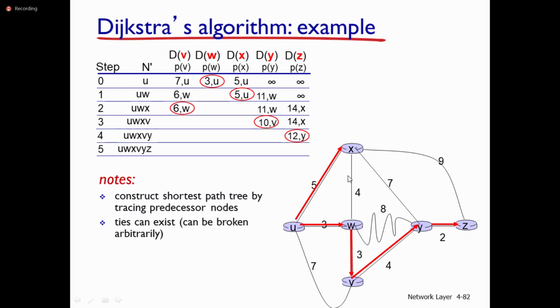U to X 5, U to W 3, U to V 6, U to Y 3 plus 3 plus 4, 10. Then U to Z 3 plus 3 plus 4 plus 2, 12. These are the shortest paths from U to all other nodes in the network. Is it clear?